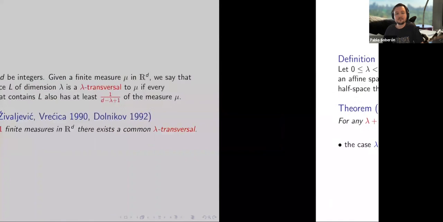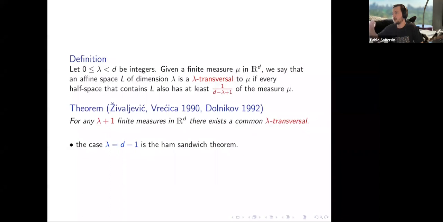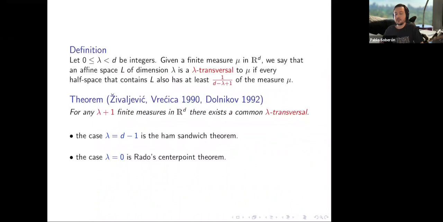So the case lambda equals d minus one, a d minus one transversal is just a halving hyperplane. So that's exactly the Ham Sandwich theorem. The case lambda equals zero is Rado's centerpoint theorem, because we have just one measure, and this is just telling me I have 1/(d+1) of the total measure. Okay.